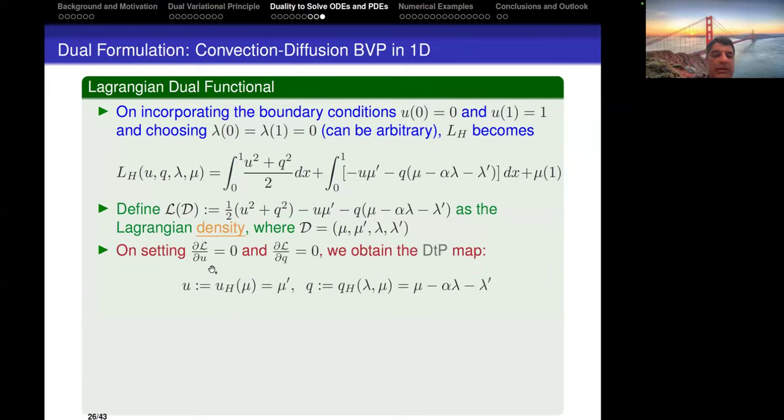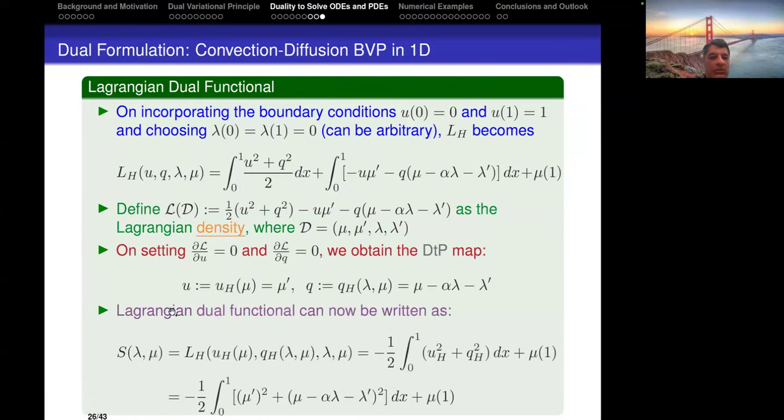So now you set del L by del U equal to 0 and del L by del Q equal to 0, and we obtain this map. So U is mu prime and Q is mu minus alpha lambda minus lambda prime. So that is the map I now have. That is the DTP map, the dual to primal map, given by this. Okay, so now what happens to the Lagrangian? The dual functional can be written as this.